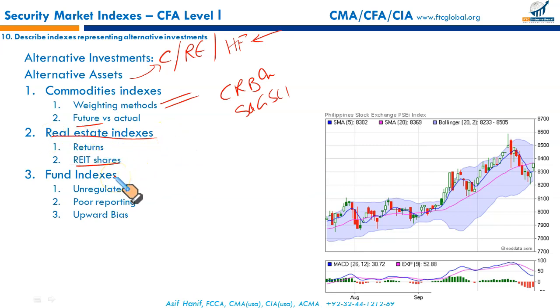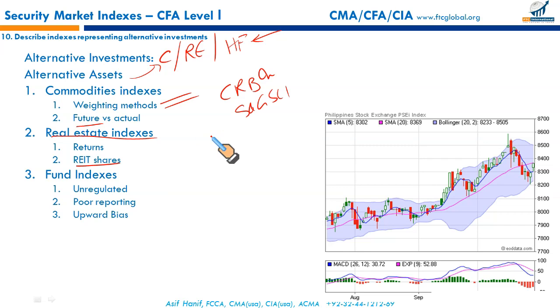Then we have fund indices, meaning the indices related to hedge funds. What are hedge funds? Hedge funds are loosely regulated investment vehicles, and there is no reporting requirement for these funds. They invest in highly leveraged investments, involving a lot of borrowed money, and they invest in derivative contracts. Hedge fund indexes are mostly equally weighted.